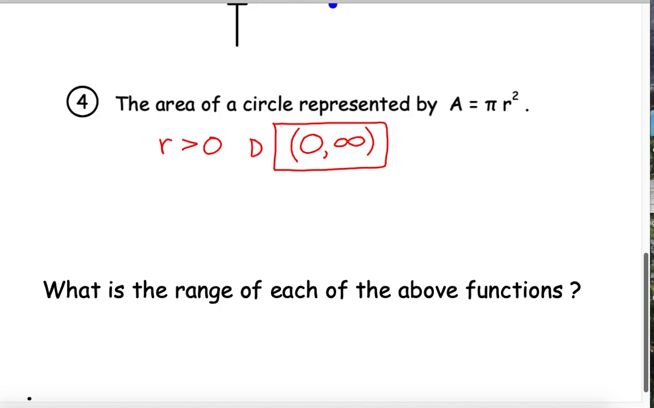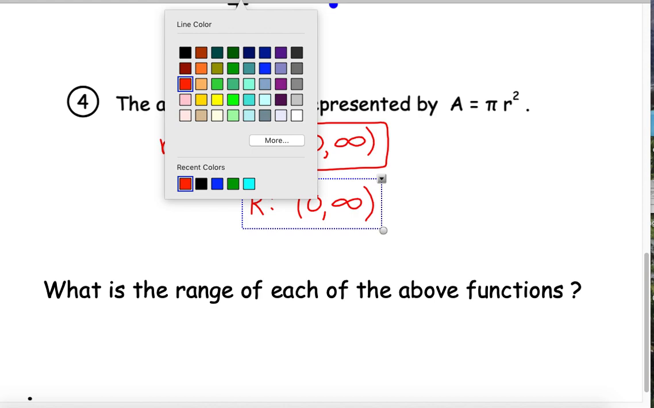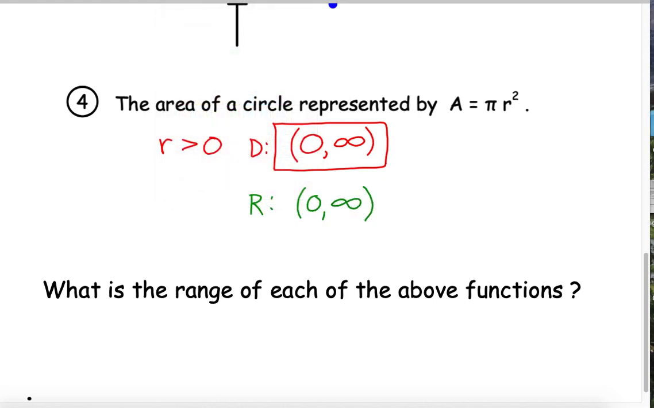And finally, the area, we already talked about this. The domain was 0 to infinity, and same thing for the range. We can't get 0 area, but we'll get any positive value for the area as well. And so that's our range. I should stay color coordinated, make that green. And there we go.